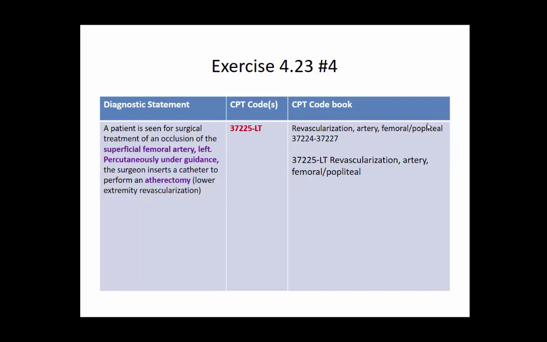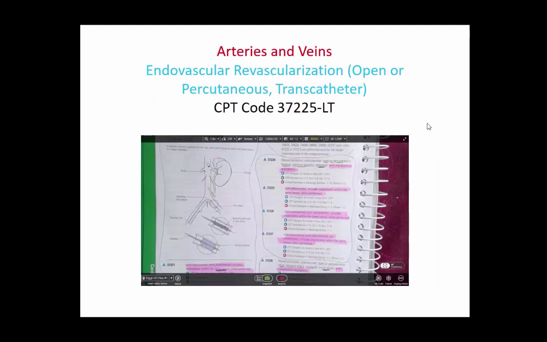Be sure and use your modifier, because we do have left and right femoral arteries, because we have left and right lower extremities. And here is the family of codes in the code book. I purposely did not blow it up. I wanted you to be able to see the entire family of codes, my circle around them, my differentiation with the purple highlighter, and the 37225-LT is what correctly describes our diagnosis statement.